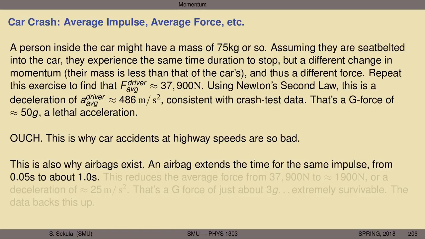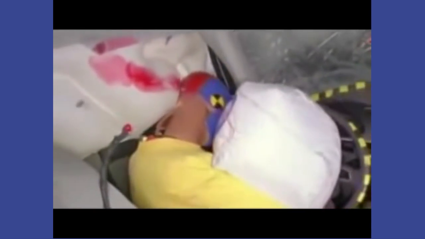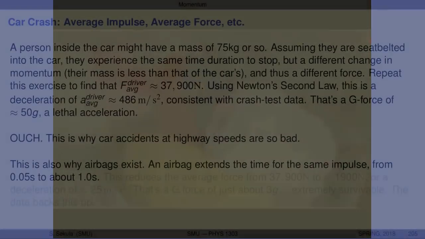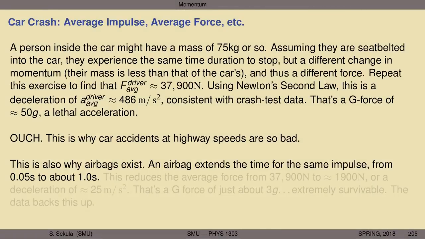But this is also why airbags exist and why they're so useful. What does an airbag do? An airbag is an explosive device that sends a pillowy cushion filled with air out at you from the steering column. So as you are being decelerated toward the front of the car as the car compresses, the airbag's job is to expand outward faster than 0.05 seconds to get out to a distance and catch you, and then gently decompress, slowing the time it takes for you to come to 0 miles per hour.